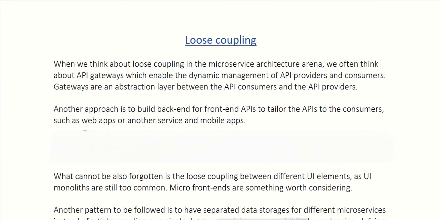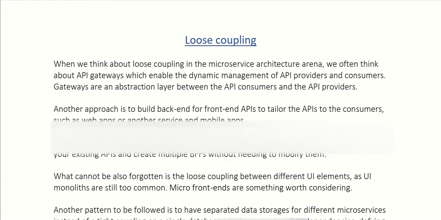Loose coupling. When we think about loose coupling in the microservice architecture arena, we often think about API gateways, which enable the dynamic management of API providers and consumers. Gateways are an abstraction layer between the API consumers and the actual API providers. You may be aware of Azure API Management, and there is one more. There are a lot of technologies which you can prefer.